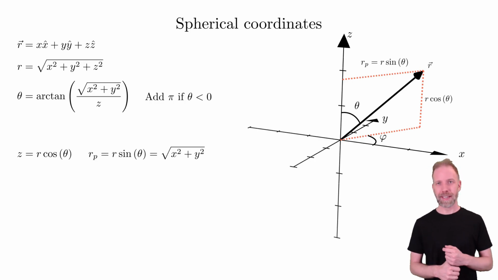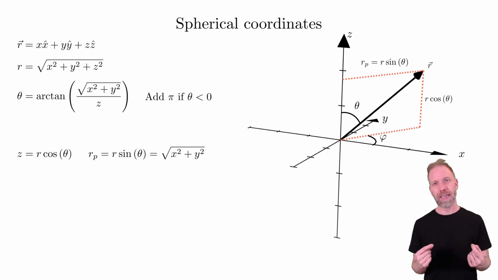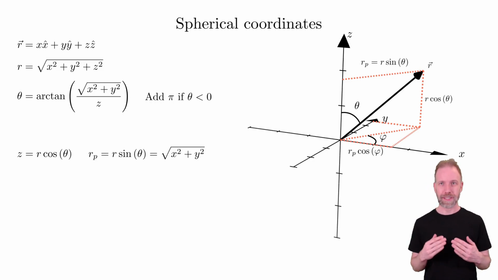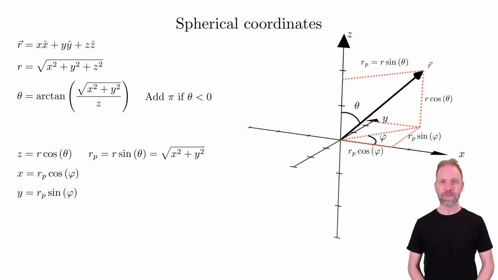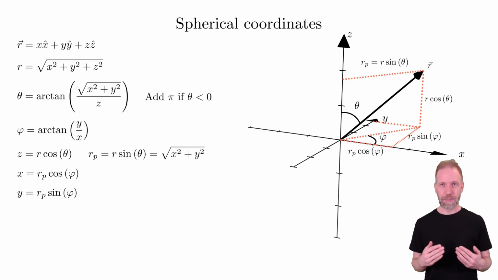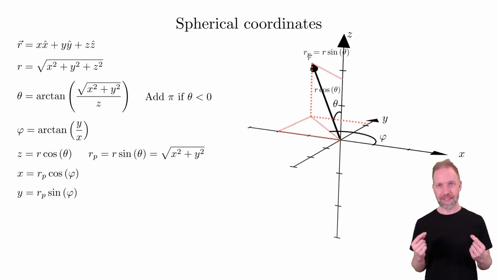Next, we will introduce the angle phi as the angle between rp and the x-axis. This is the same phi as we have used in cylindrical coordinates. Therefore, we can use the same equations as for cylindrical coordinates and write that x component is rp cosine phi and the y component is rp sine phi. We can also calculate phi just as we did in the previous video using arctan y over x. Remember to add pi if x is negative.